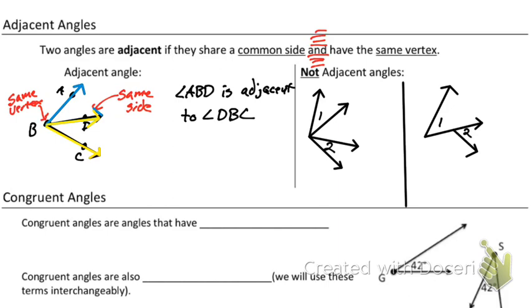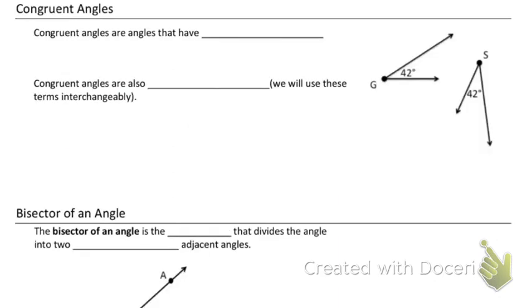All right, question on adjacent angles. Worry about both. People forget both of those things all the time. All right, congruent angles. Well, congruent segments meant the same size. Congruent angles mean the exact same thing. So congruent angles are angles that have the same measure.